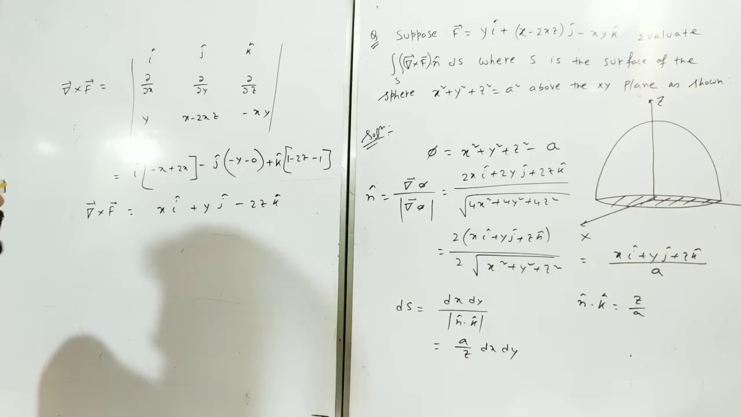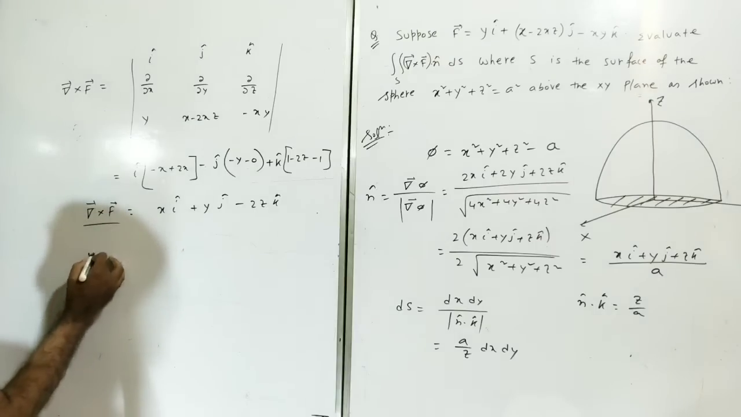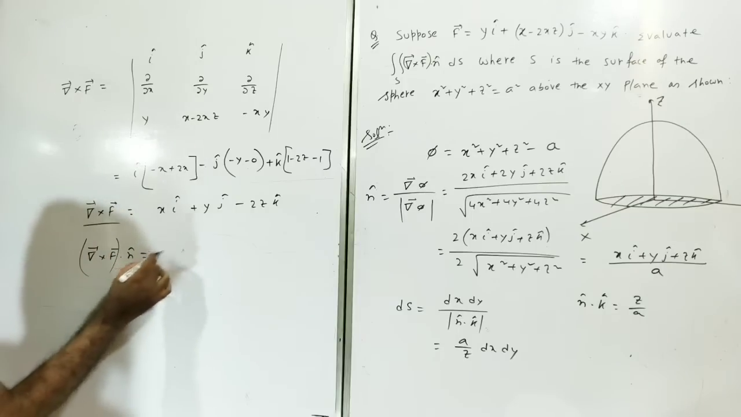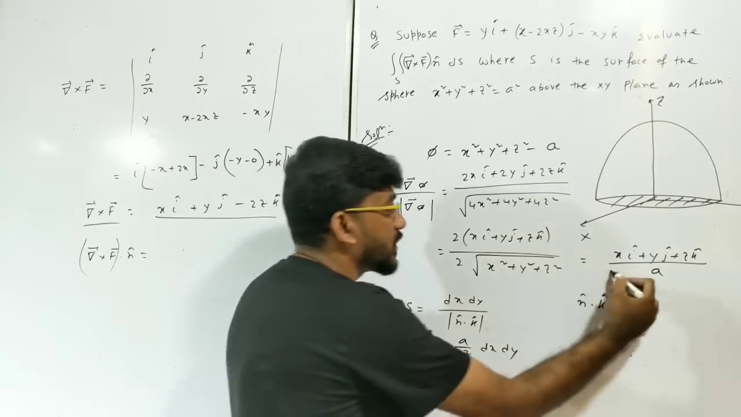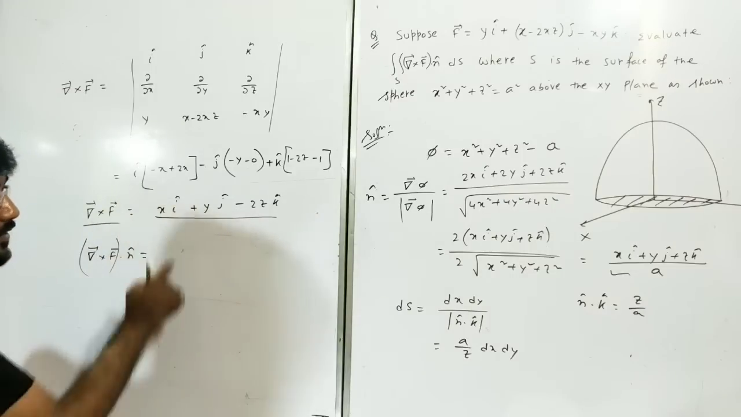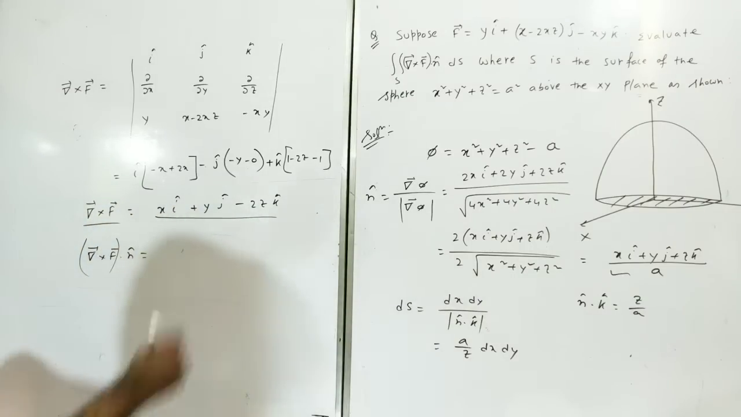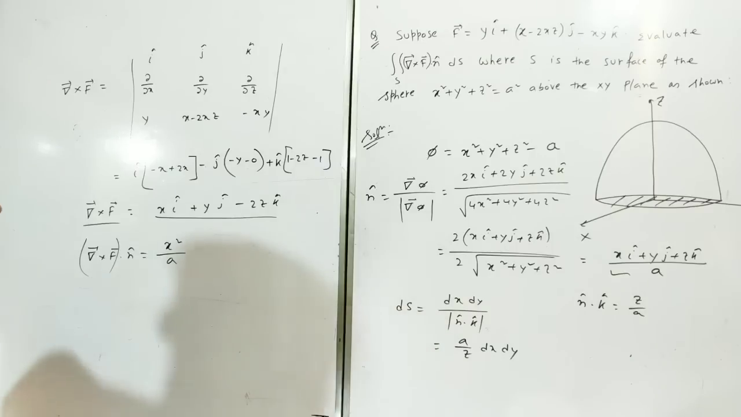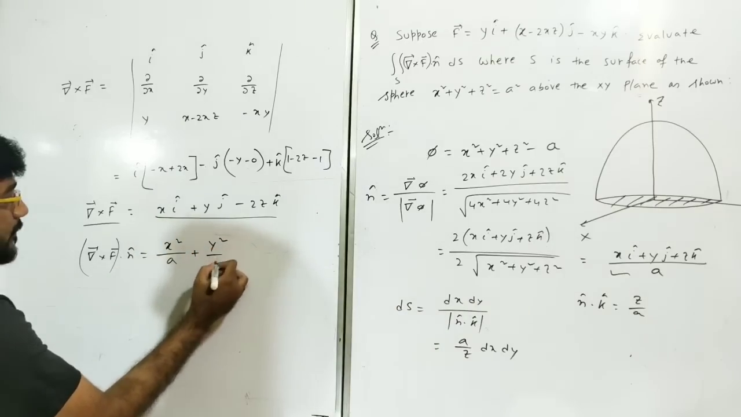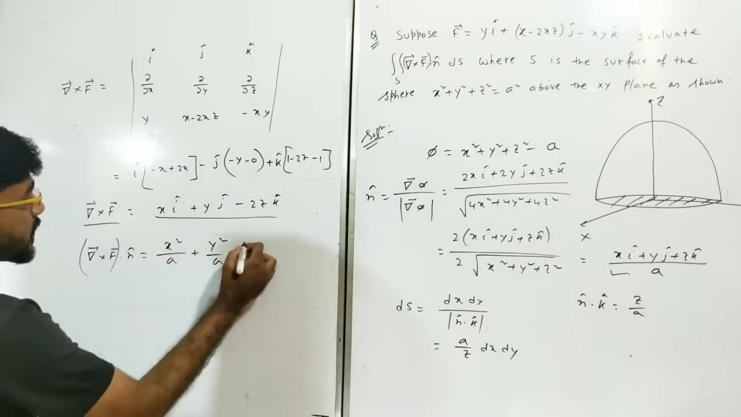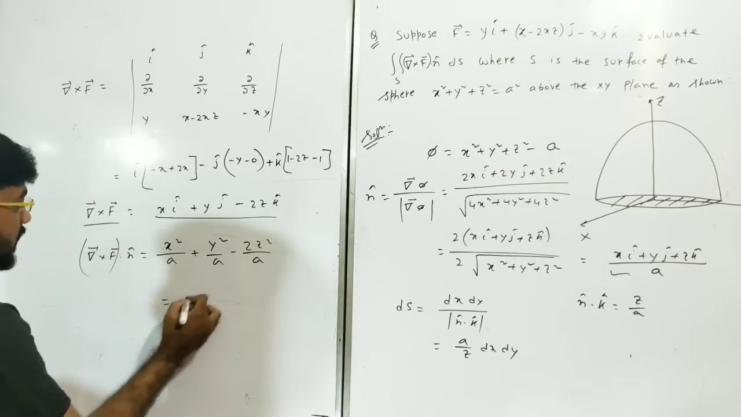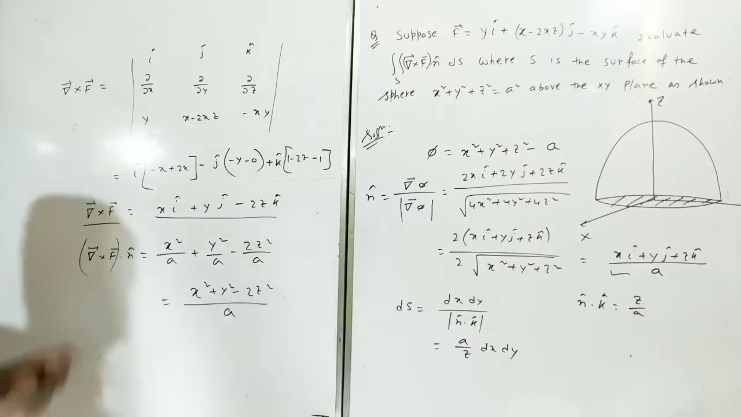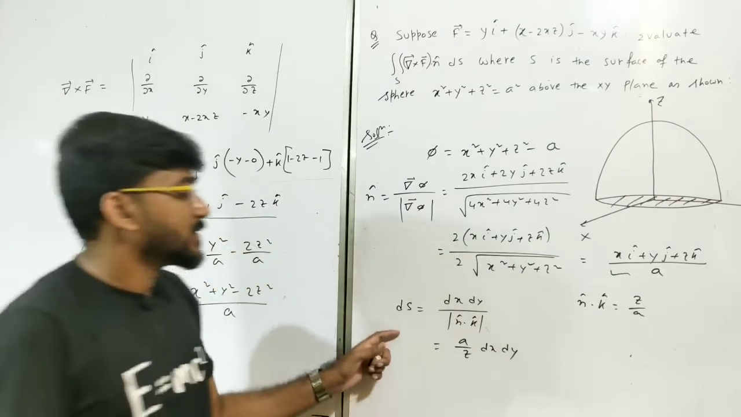Now we have to find out curl of f dot n cap. So this is curl of f, and this is n cap. Here the coefficient will be x, the x by a, so it will be x square by a, plus y by a times y, so y square by a, and then minus 2z square by a. So you can write it like this: x square plus y square minus 2z square divided by a. So this is curl of f dot n cap, and this is ds.